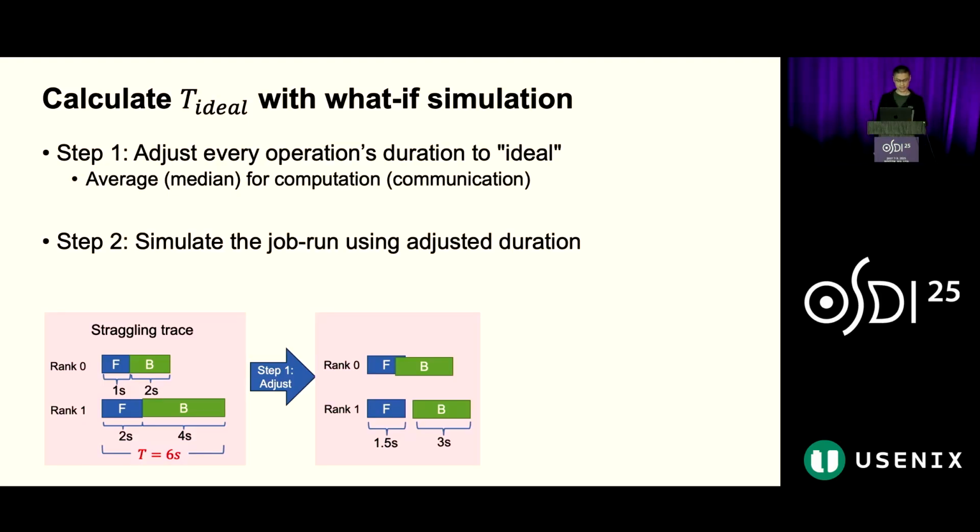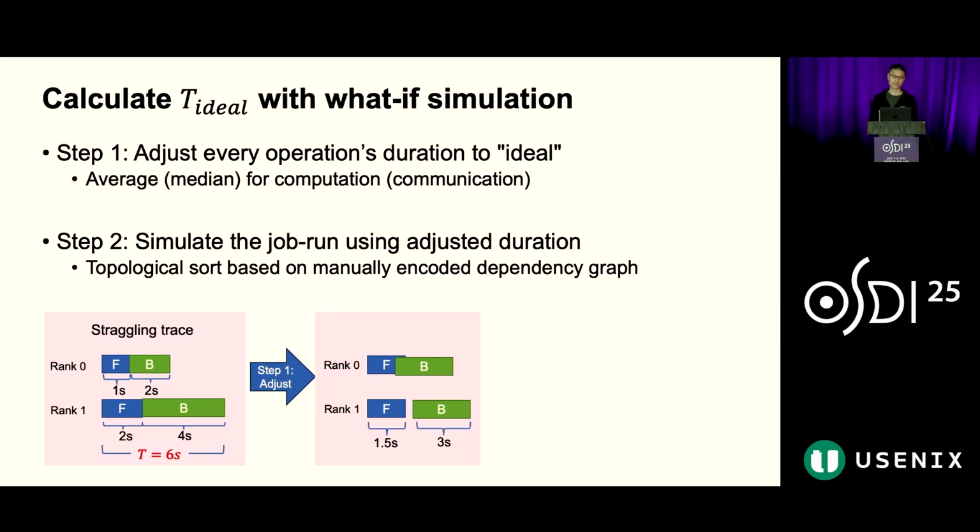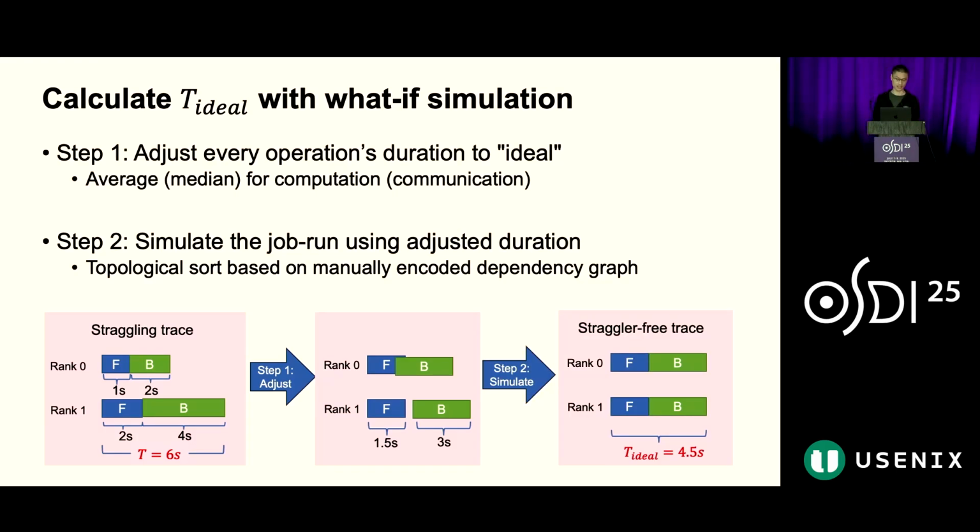And the second step is to simulate the job run using the adjusted durations. This is done with a topological sort based on a manually encoded dependency graph. In this case, you will simulate these adjusted operations so that they obey the data dependencies. For example, the backward should happen after the forward.